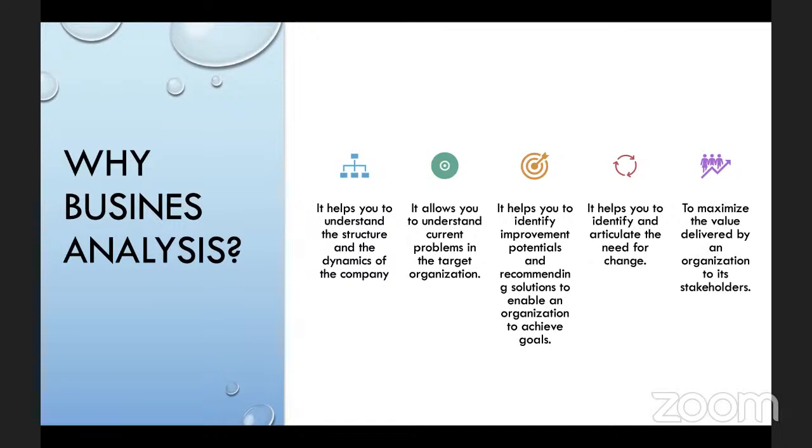So you got to keep in mind, this is why we do an analysis or business analysis. It helps you to identify and articulate the need for change. So anytime you want something to be changed, you got to be able to articulate why we need this change, right? You got to be able to put whatever change that you think will be beneficial to the organization.